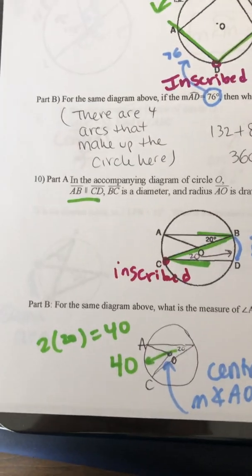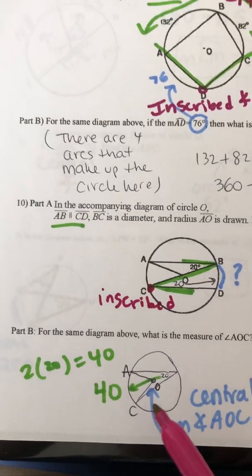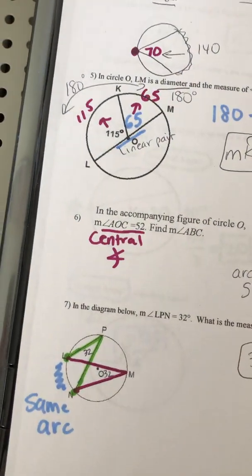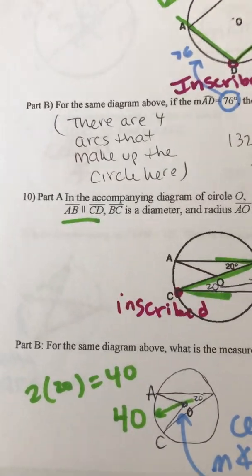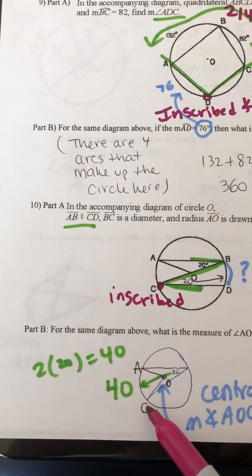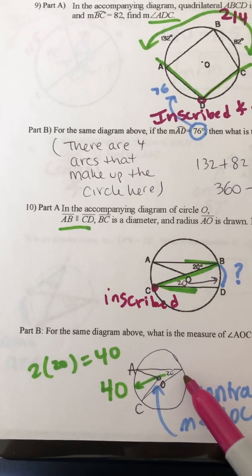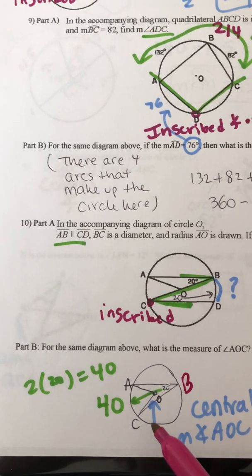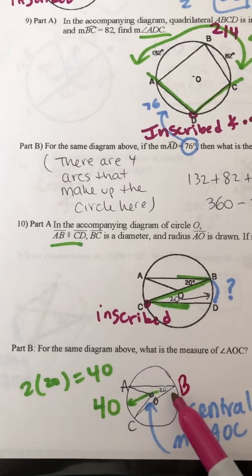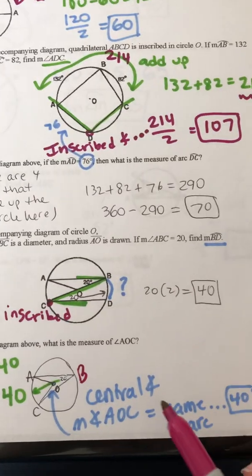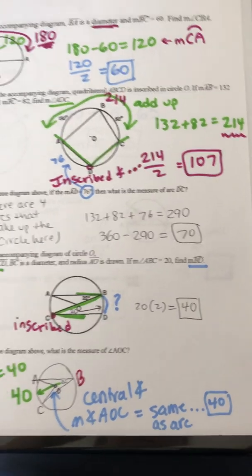Now, the last part, I just redrew it to help us visualize what's important. It's similar to a previous question. Let's see which previous question it's like. There, it's like this one. It's a diagram that has an inscribed angle and a central angle. In the same diagram below, what's the measure of angle AOC? AOC, we don't know it, but we do know the inscribed angle. That's that 20 by B. So 20 is inscribed, double it to get 40, that's the arc. But the arc now is the same as the central angle. Central angle, measure of angle AOC is the same as the arc, 40 degrees.